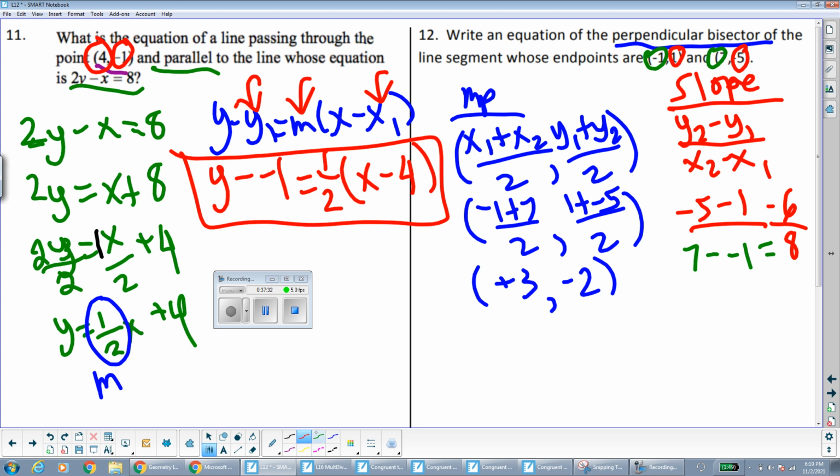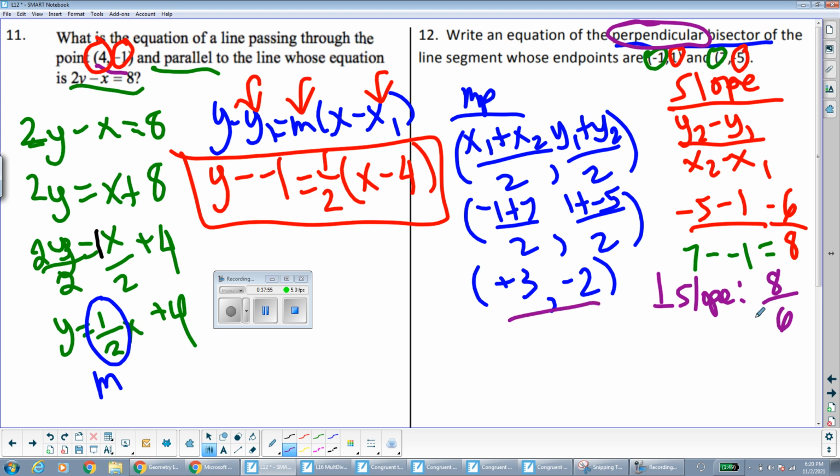So remember, we are writing the equation of a perpendicular bisector, and perpendicular lines have negative reciprocal slopes. So in order to get the slope of the line perpendicular to this one, all I'm going to do is take the negative reciprocal of the slope here. I'm going to flip it and change the sign. So in the fraction, I get 8 over 6, and I'm going to change the sign from negative to positive, and that's the slope that we're using.